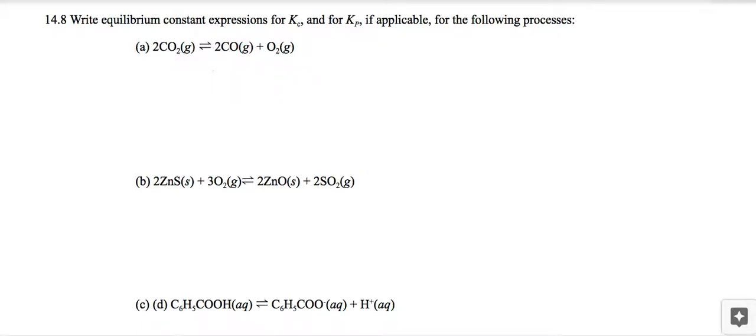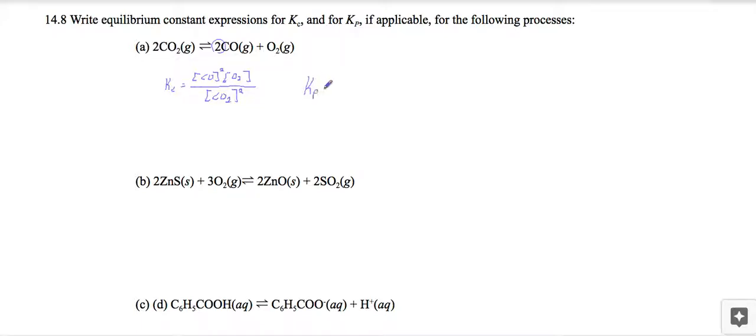That's red. All right, so we have Kc is equal to our products over reactants. So we have our carbon monoxide, and we have our oxygen. We raise them to the power, so there's our coefficient there. And then over carbon dioxide, that's also squared. So there you go.